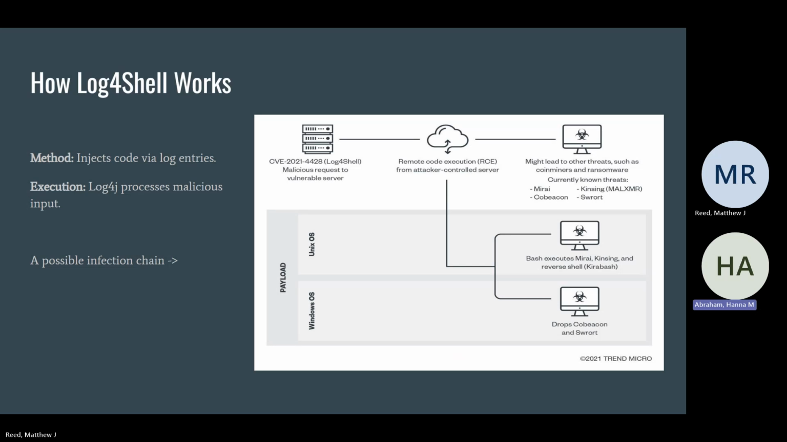So this little diagram over here shows a possible infection chain. This infection chain outlines how attackers exploit the Log4Shell vulnerability in Apache Log4j. It starts with the initial exploit, a malicious request that exploits the vulnerability of a vulnerable server, allowing remote code execution. And then there's the payload delivery, where attackers drop different payloads depending on the server, Unix or Windows. And then the outcome is that it can lead to threats like ransomware.